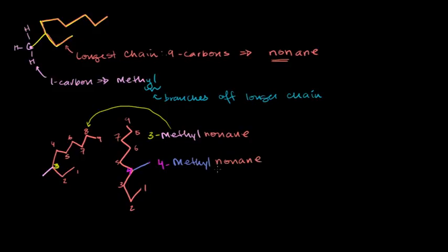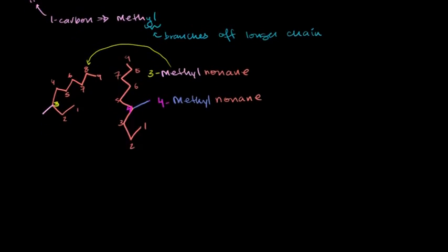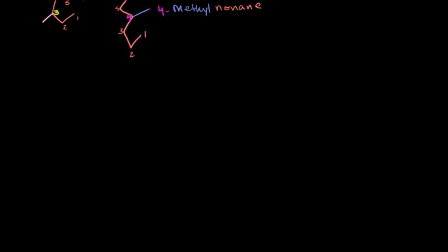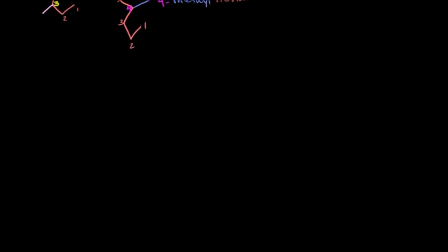4-methyl nonane. Now let's go the other way around. Let's say we start with the name and we want to figure out its formula. And hopefully this gives you a good understanding of how things will get more complex. Over the next few videos they'll get more and more complex, but you'll see it's all at least reasonably logical.